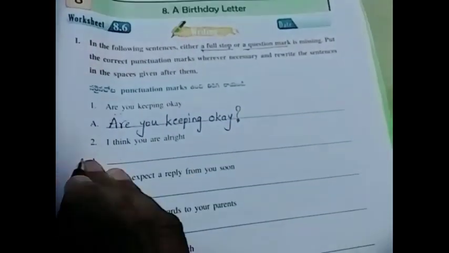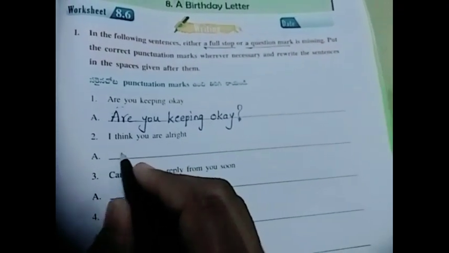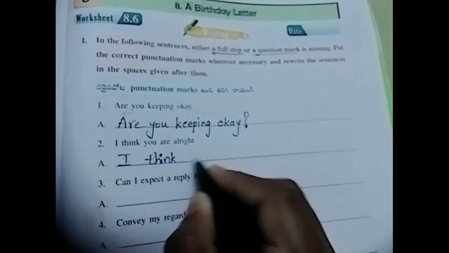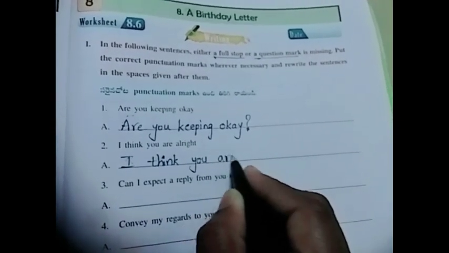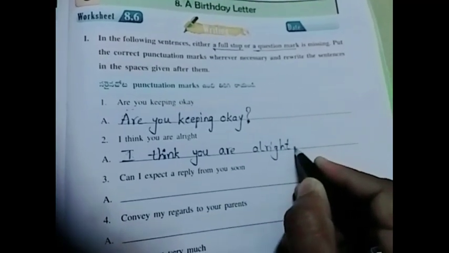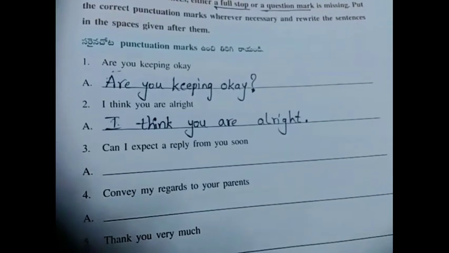I think you are all right. Here it's a statement. That's why we should write a full stop at the end of the sentence.